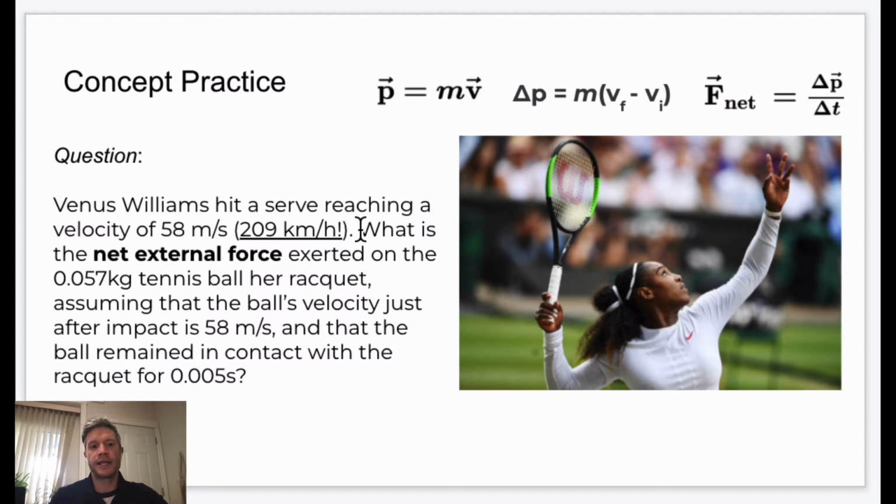Okay, what is the net external force exerted on the tennis ball by her racket, given its mass, assuming the ball's velocity just after impact is this final velocity, so that's her serve speed. What if the ball remained in contact with the tennis racket for 0.005 seconds? So again, you see a tennis serve, it's really quick. The ball hits a racket and then continues on very, very quickly, right?